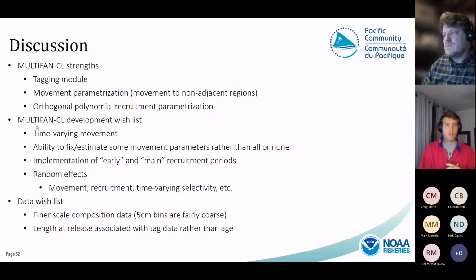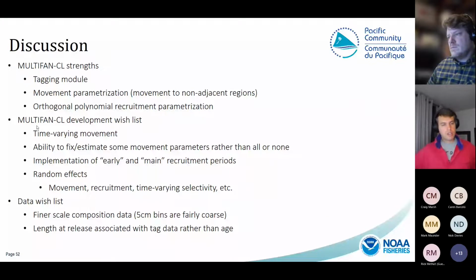And then also I think random effects in terms of estimating some of these different processes, so movement, recruitment, time-varying selectivity, rather than estimating them all as fixed effects. It could be better to treat them as random effects.